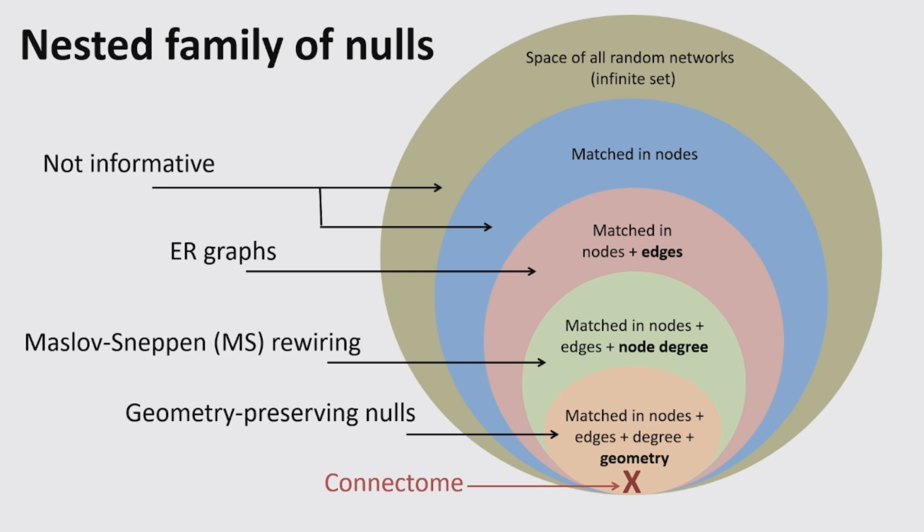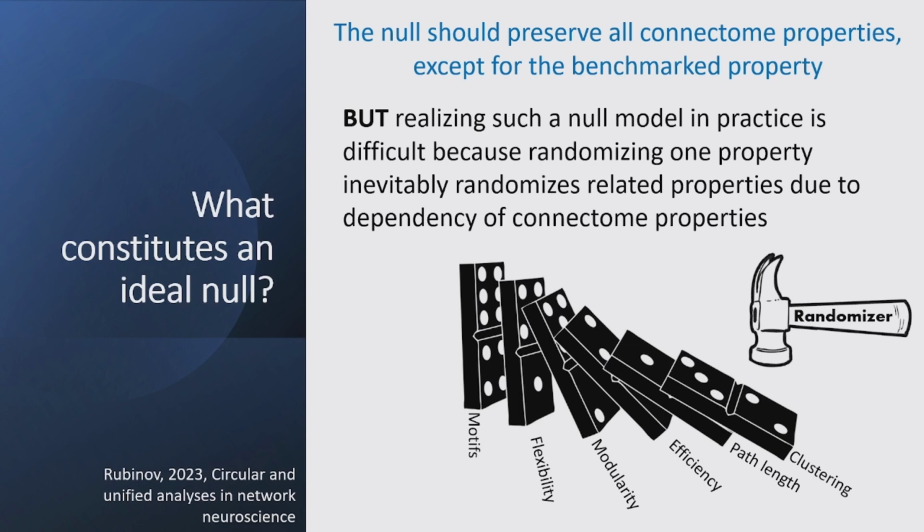So it's going to become harder and harder to beat our null. And I completely agree with what František said. There's no right or wrong point along here as to where we should say this is the ideal null for our particular application. But what would an ideal null look like? And in my opinion, the ideal null should preserve all the connectome properties, except for the property that we're aiming to benchmark. But the problem here is it's really hard to generate a network that knocks out one specific property but preserves the rest. And that's because all of our network properties are interrelated.